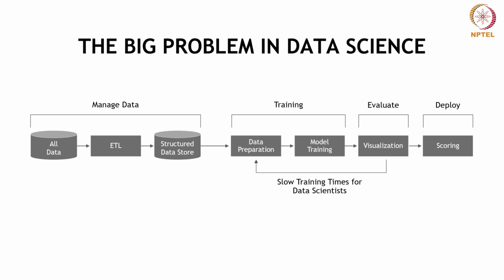So the big problem in data science comes to the part of what is the cycle in this data science community. The first part is managing the data itself. So you have your data, you need to do the extract, transform, and load part of it, and you store it in the form of a structured data store, which is then provided to the training phase, where you again prepare the data, you do the model training, you have to evaluate it using some visualization tool, and this is a cycle. The cycle is to keep on doing this, and then finally you deploy it also.